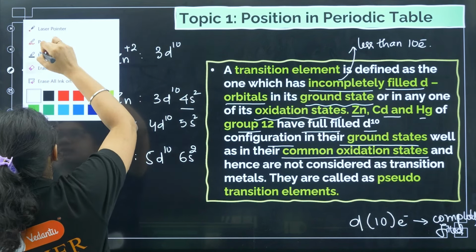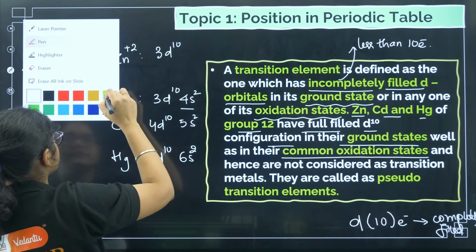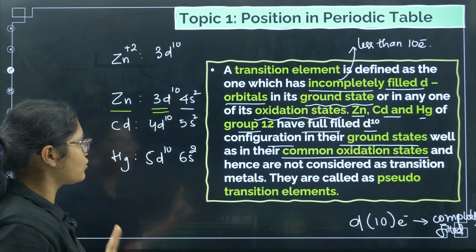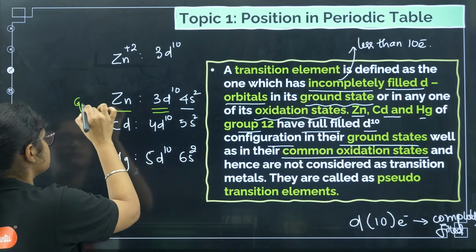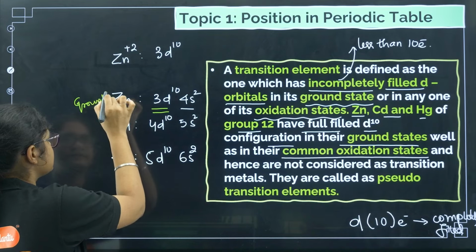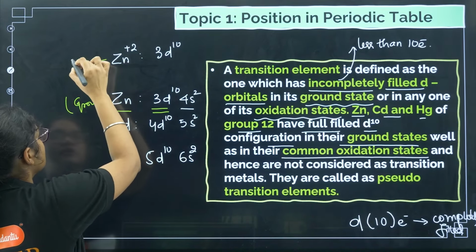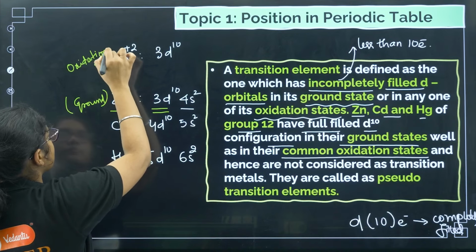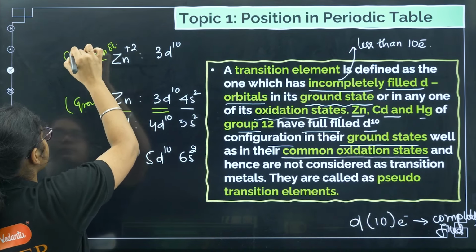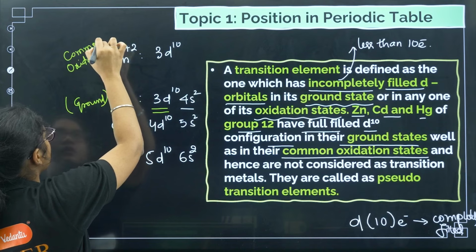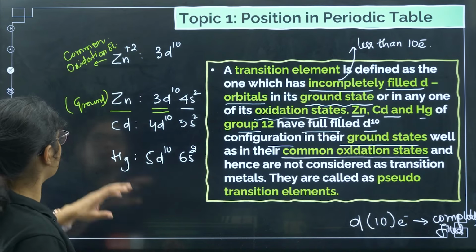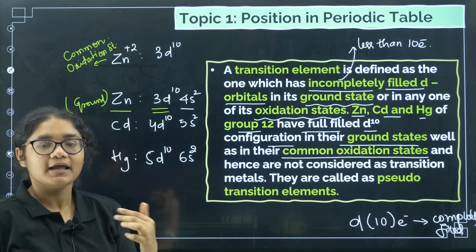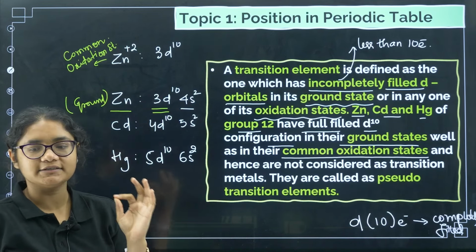So now you see that zinc has 3d10, that is, a fully filled d orbital configuration in its ground state, and also in its common oxidation state. Now if you see, in both these cases the d orbital is fully filled, right? In both the cases the d orbital is fully filled.